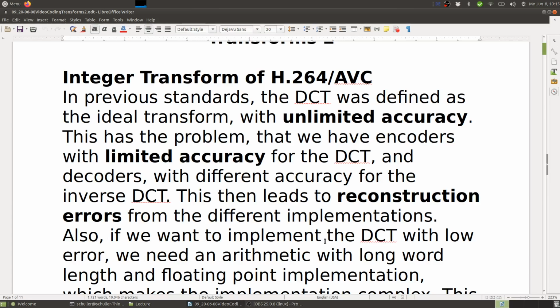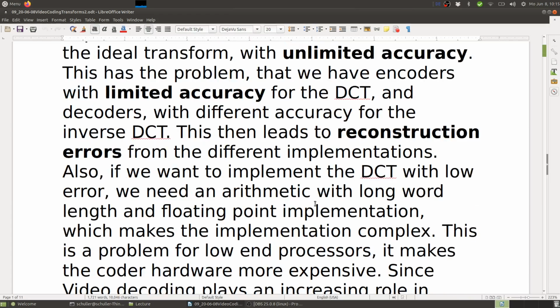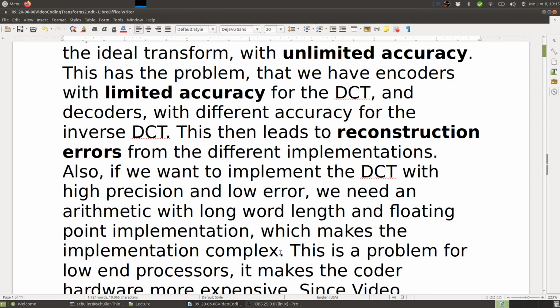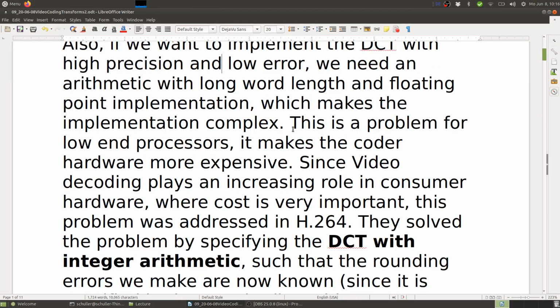Also, if we want to implement the DCT with low error, we need an arithmetic with long word length and floating point implementation, which makes the implementation complex. Right, so maybe I should say with high precision and low error. So that's basically a costly thing, and that's also not so good. So this is the problem for low-end processors, which makes the coder hardware more expensive.